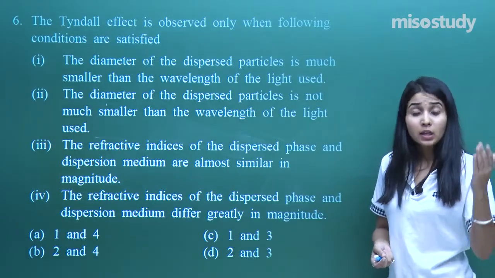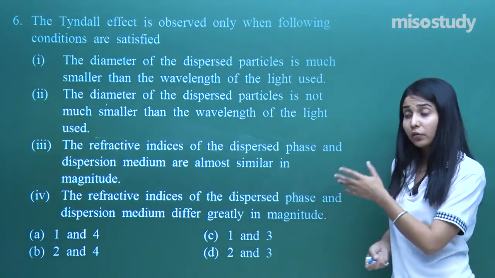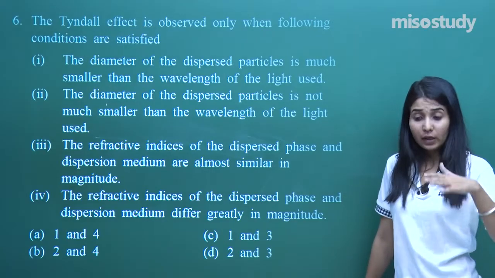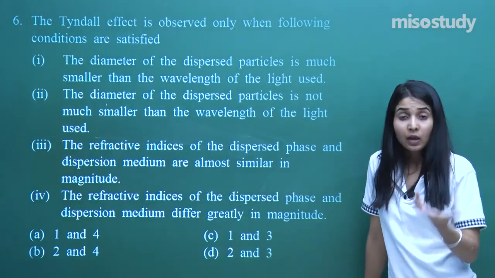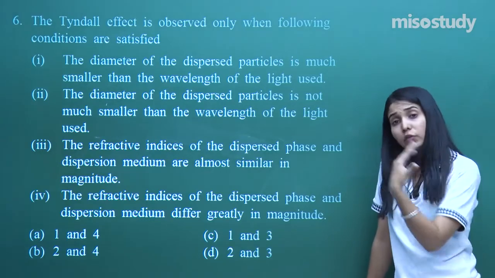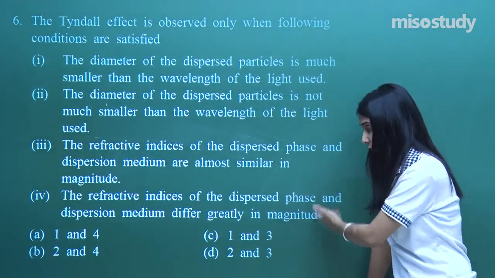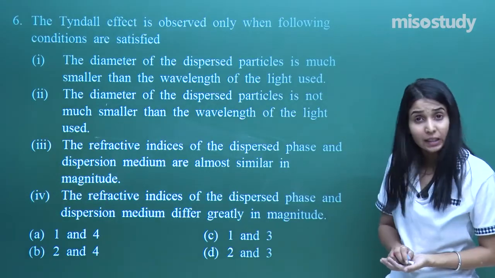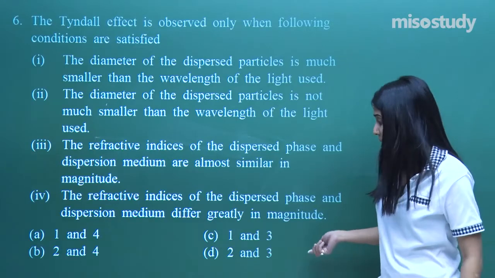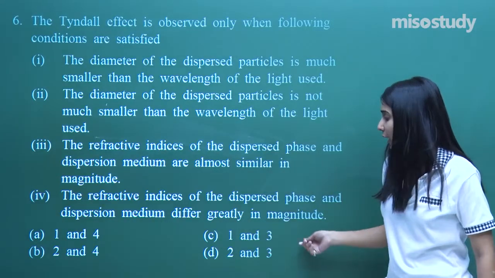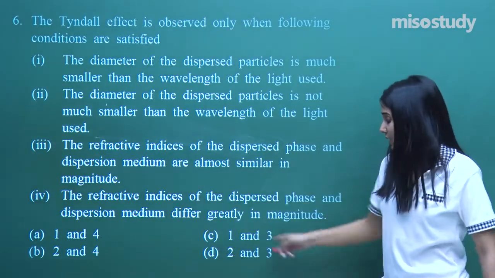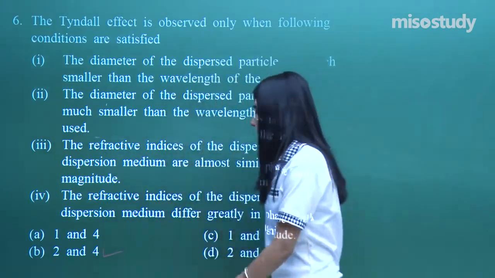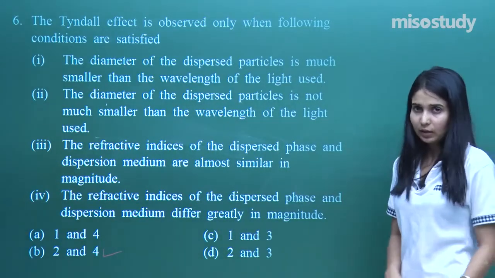Apart from that, in the Tyndall effect, I studied the effect of refractive indices as well. And what was it? If I have to bring about the Tyndall effect, if I have to illuminate the path, the refractive indices of the two components, my dispersed phase and my dispersion medium, should vary greatly in magnitude, right? So what does that mean? That my option 2 and option 4 are correct. Do I see something like that? Well, of course, option B, where it says that both 2 and 4 are correct.